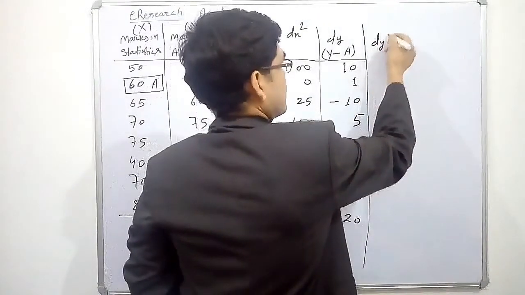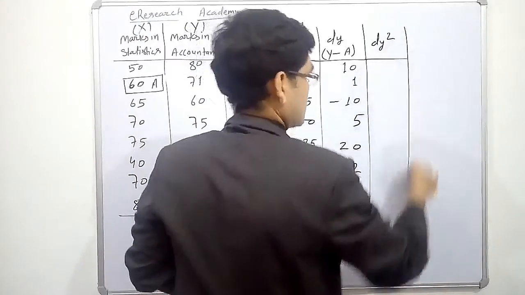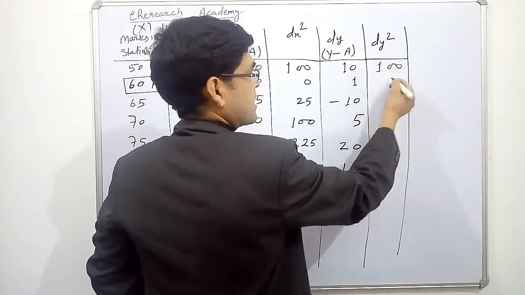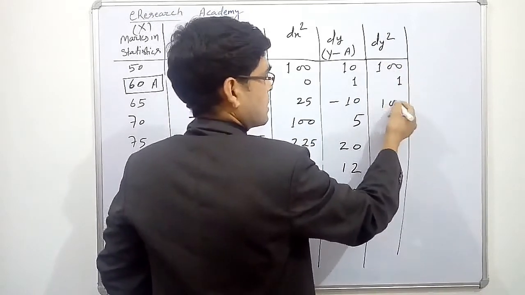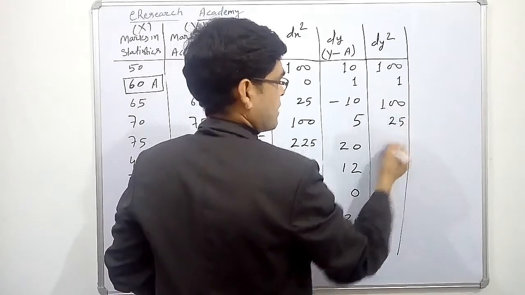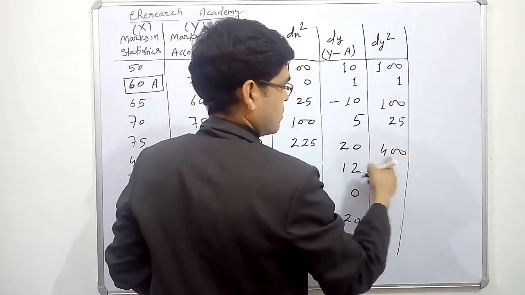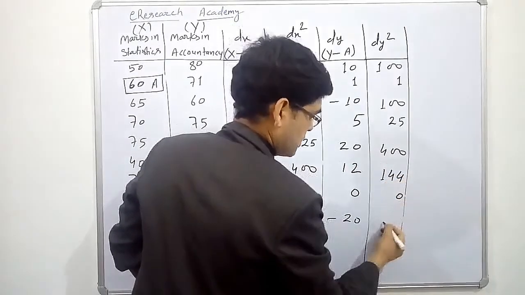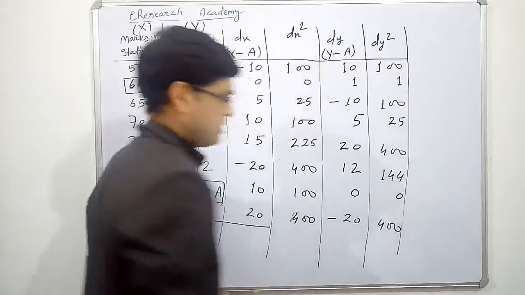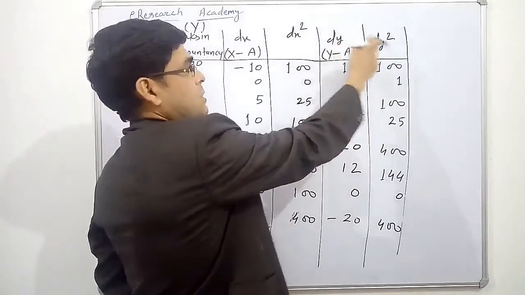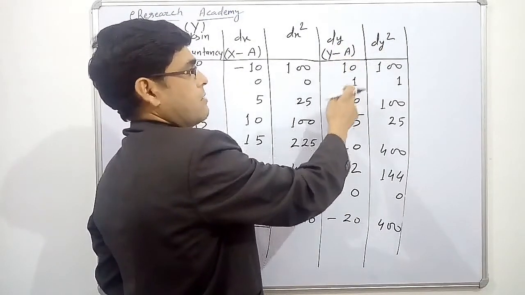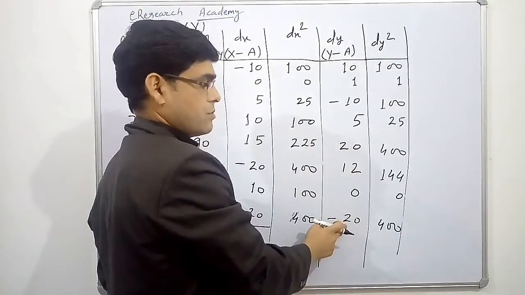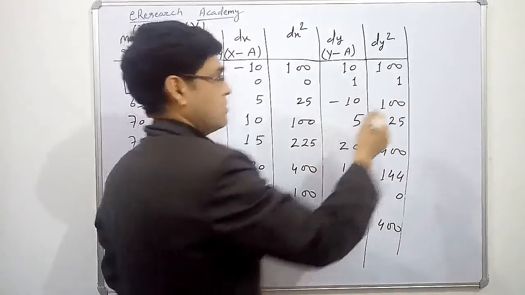Next, dy square, the square value of each of these. This is 100, 10 into 10. This is 1, again 100, 25, 20 into 20, 400, 12 into 12, 144, 0 and 400. So these are the square values of dy.